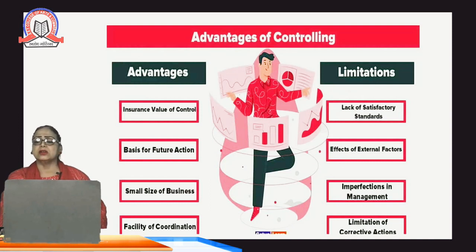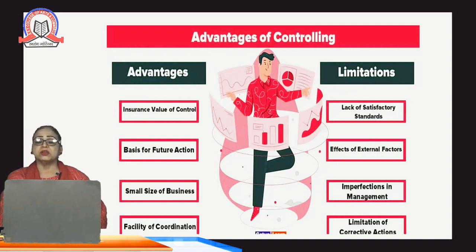There are certain darker sides of controlling, that is, limitations. Lack of satisfactory standards: the one who is setting standards may not be knowledgeable, or those who are evaluating may not be satisfied with the standard set. Effects of external factors: whatever measures we take for controlling, rectification, improvisation, certain external factors put a direct impact on productivity, production and many more things. So this is a limitation.